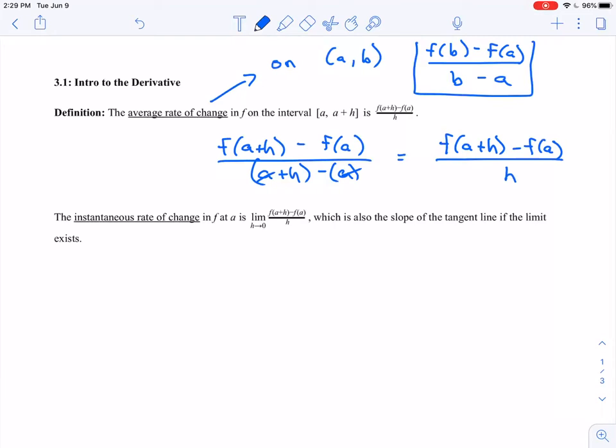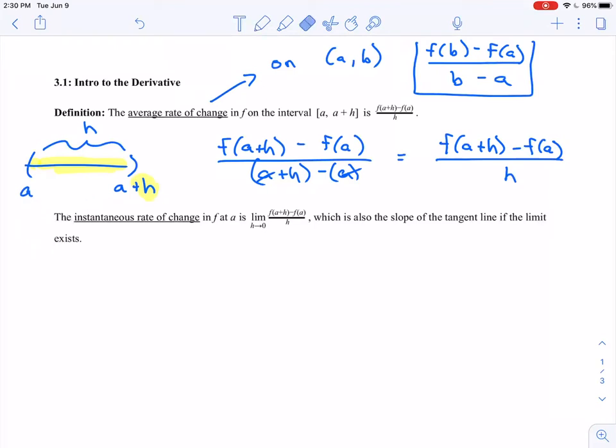So this is what tells me the average rate of change, right? This tells me the average rate of change from a to some other number a plus h. And that's all well and good. But now I want to think about, okay, what happens if this distance, because remember that this whole distance right here, this is h. What happens if I take this distance right here and make it smaller and smaller and smaller and smaller? What happens if that distance between those 2 points gets really tiny?